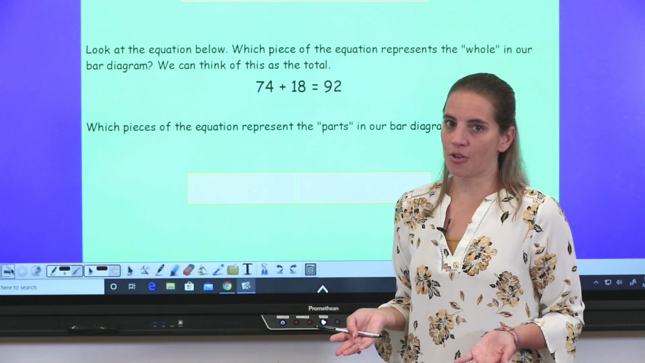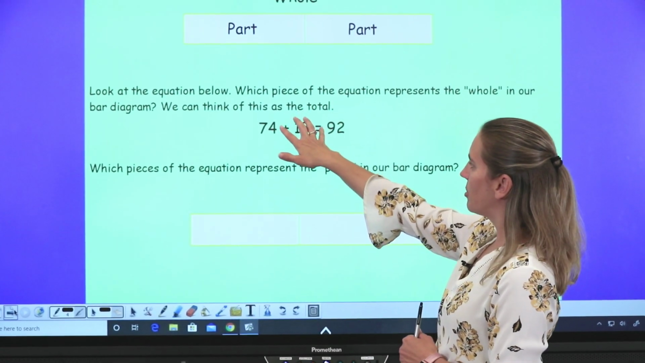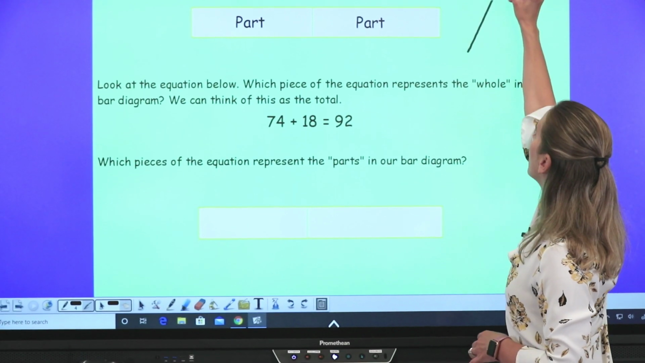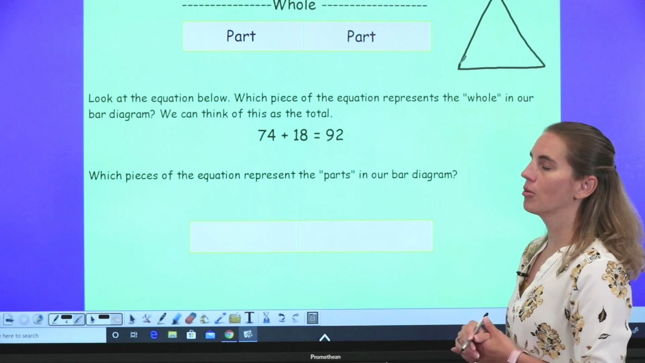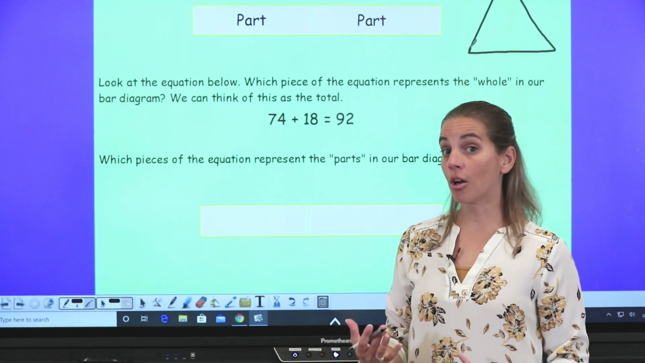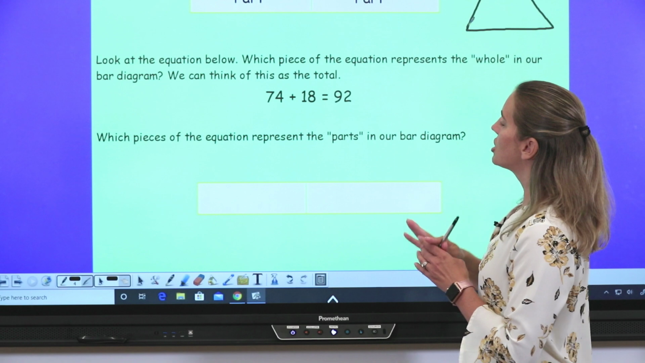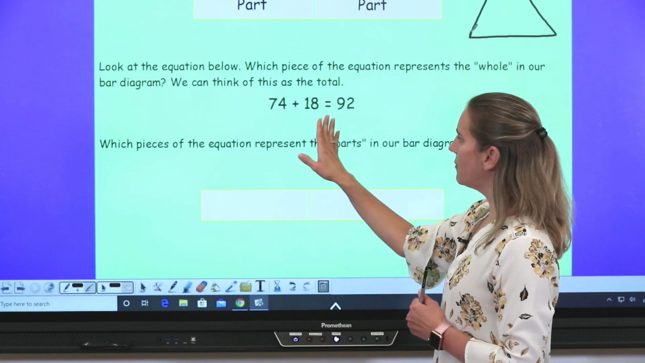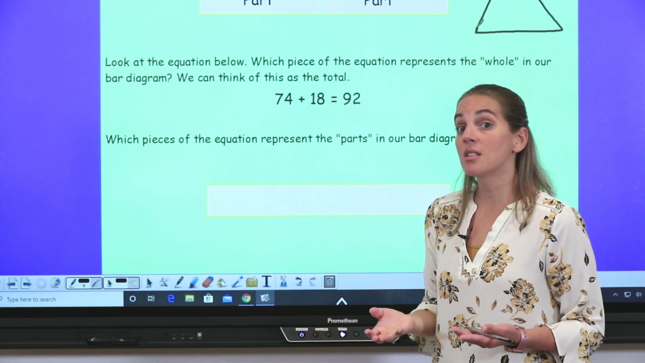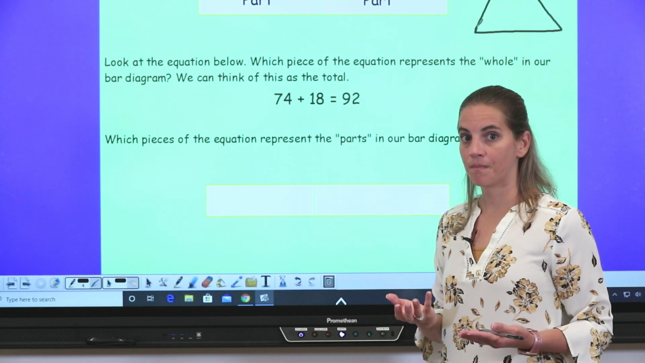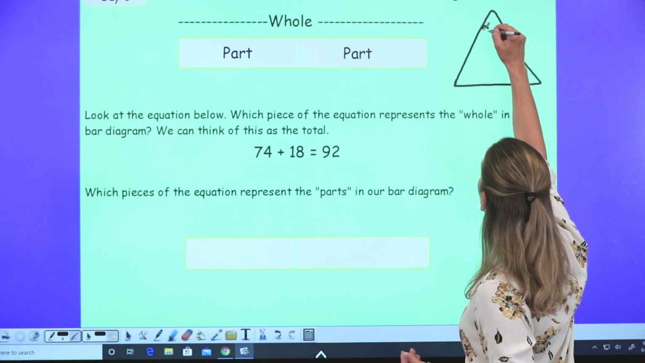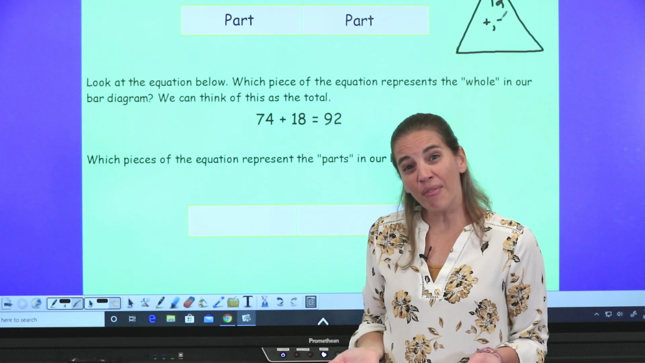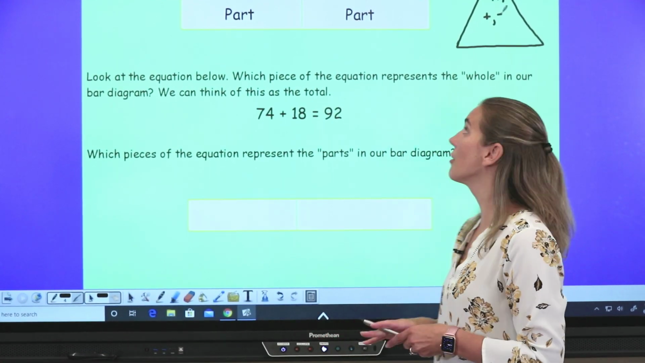Okay, so let's see if we can understand how this works. We're going to look at our equation below and we're going to figure out which pieces go where. So think about that triangle. I'm going to draw that triangle right here. Remember that the sum, or the largest number, went up here at the top. So when I look here at this number sentence, I've got 74 plus 18 equals 92. Which of those is the sum? What's the largest number? Perfect, the 92. So in our triangle, our 92 would go up there at the top. Where would our 74 and our 18 go if we were making our fact family triangle?